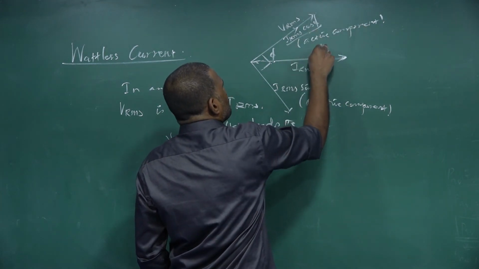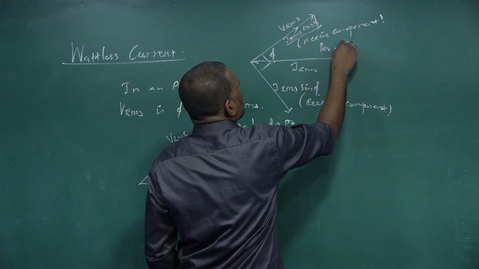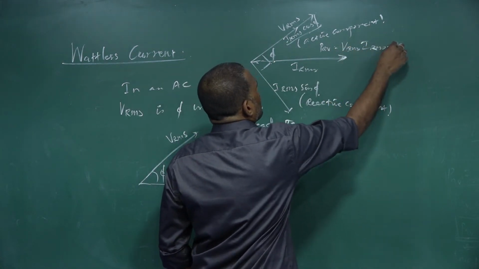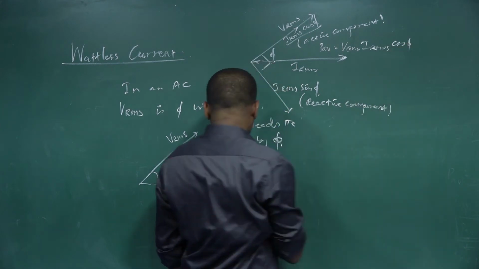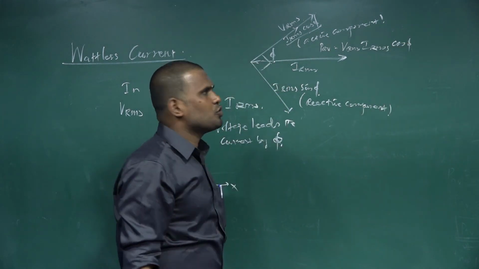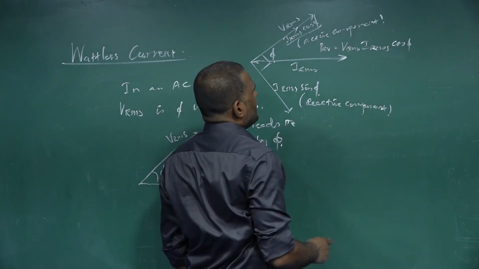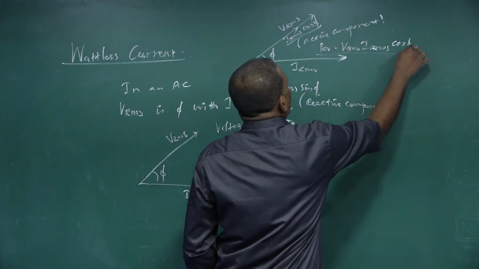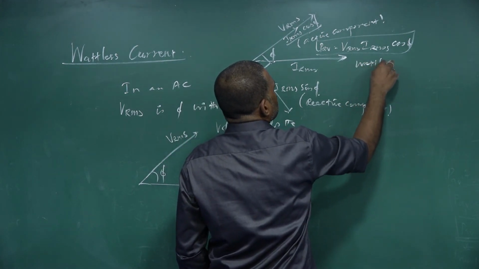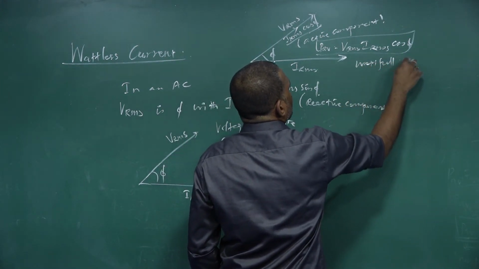And the average power consumed can be represented as VRMS IRMS cos phi. We are getting the expression once again. P average for the average value of power consumed is VRMS IRMS cos phi. So this power is called wattful power.